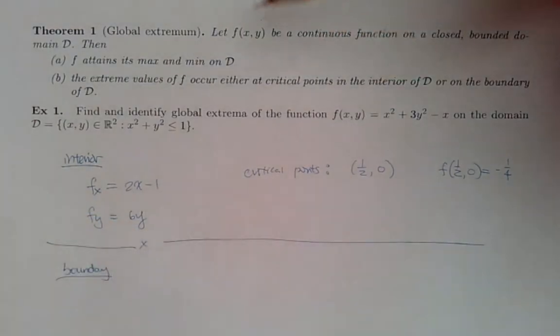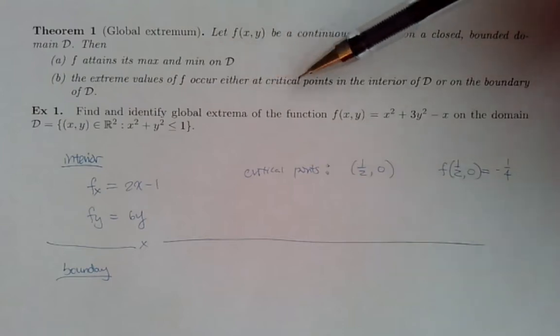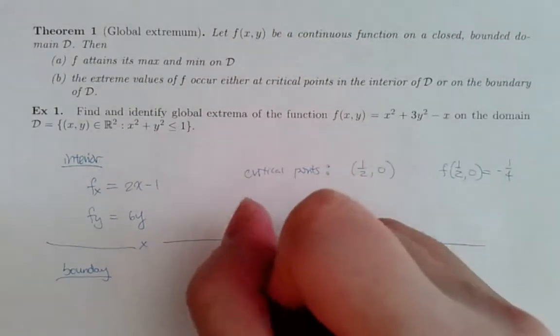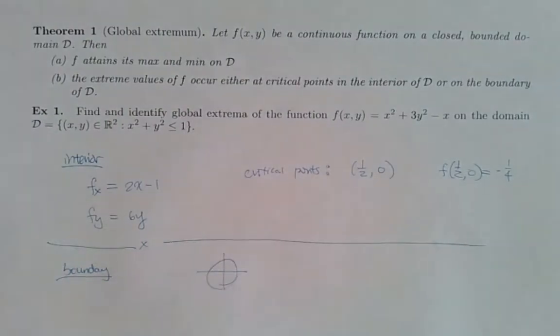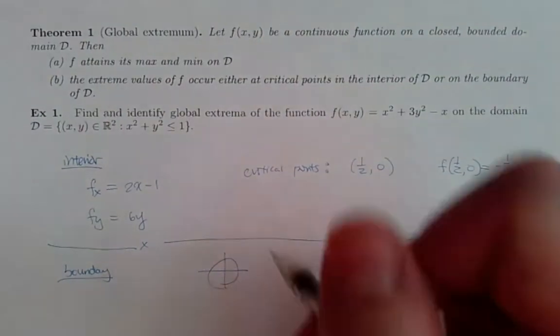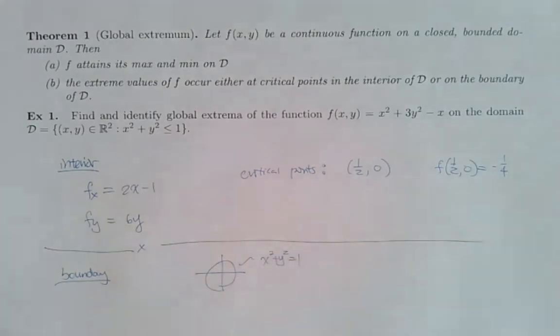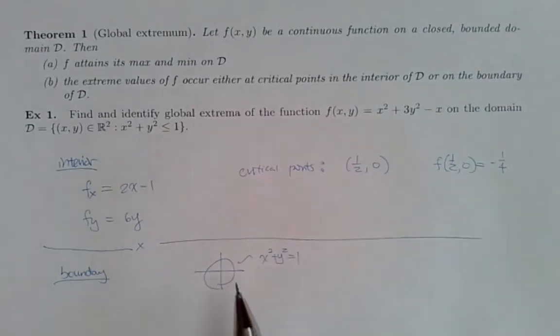The extrema occur either at critical points or on the boundary. The boundary looks like a circle. This is the circle x squared plus y squared equals 1. And we would like to find the max on this circle. And how do we do that?